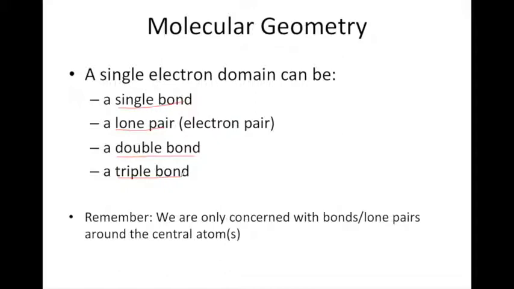And the reason for that is because the 2 bonds in a double bond are not able to move far apart from each other. They're always together in the same region. So because they're not able to position themselves further apart from one another, the double bond counts as 1 electron domain. Same thing with the triple bond. And remember, when we're talking about electron domains, we're only concerned with the bonds and lone pairs around the central atom, or atoms for larger molecules.